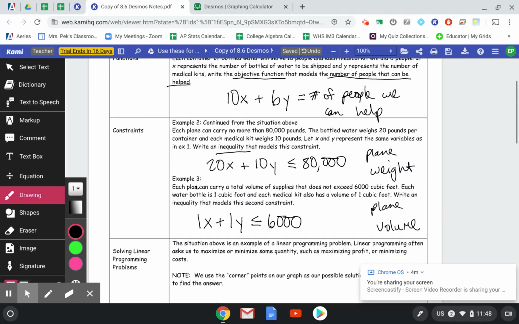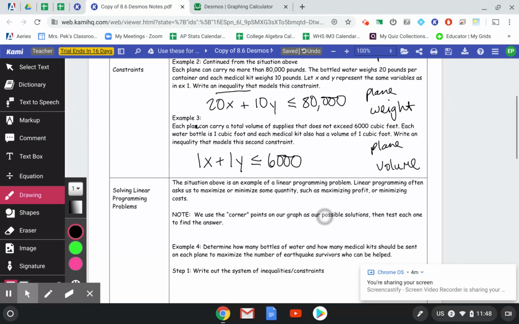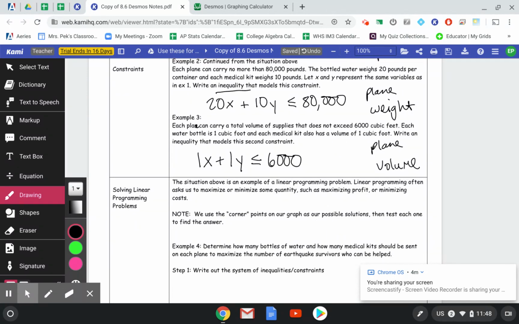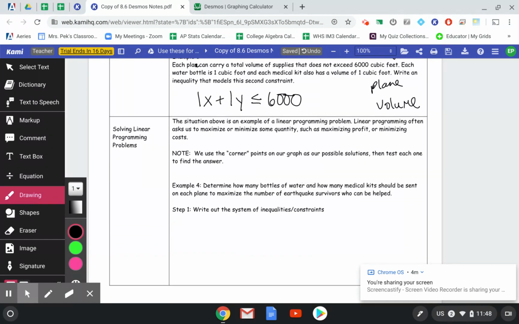Okay, so right now, those are the only 2 constraints they've laid out for us, but we're actually going to have 2 other constraints. They're going to be hidden constraints, and I'll talk about those in a second. The situation above is an example of a linear programming problem. Linear programming often asks us to maximize or minimize some quantities, such as maximizing profit or minimizing costs.